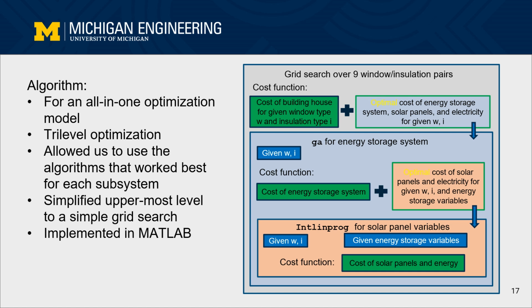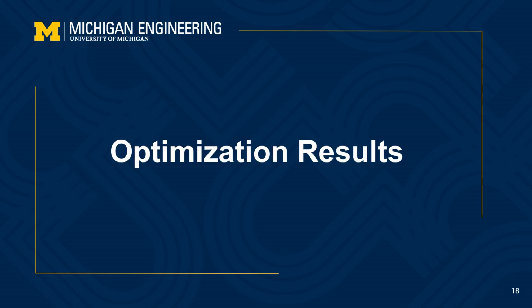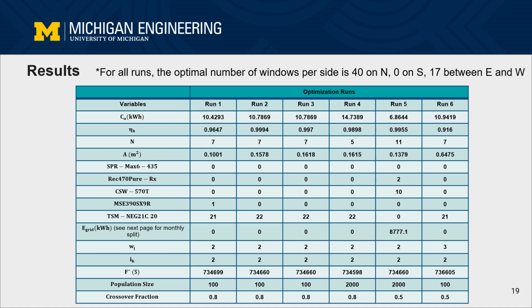We chose to do this algorithm because we found it prevented some issues with the results getting stuck in local minima, and because this method allowed us to use the optimization algorithms that worked best for each subsystem as we had determined in our interim report. For the solar panel system, that was interior-point. For the energy storage system, it was GA. And for the house design system, we were actually able to use the information we gained from the interim report about how the system works to optimize using a simple grid search over 9 possible combinations of design variables. Everything was implemented in MATLAB. And now for our optimization results.